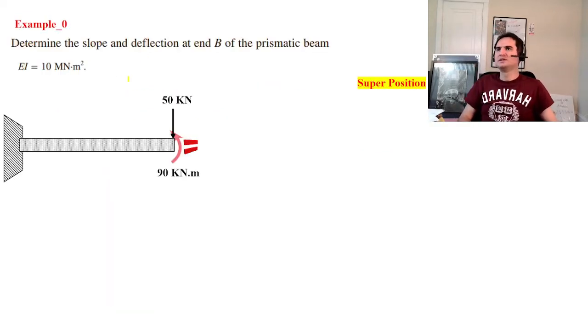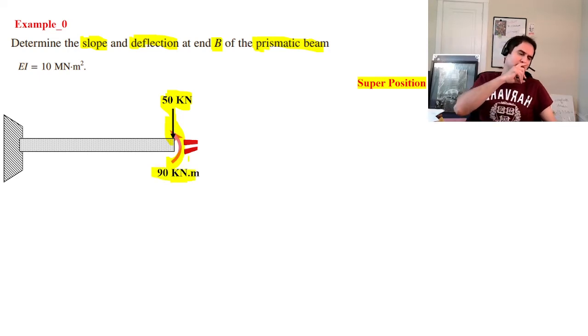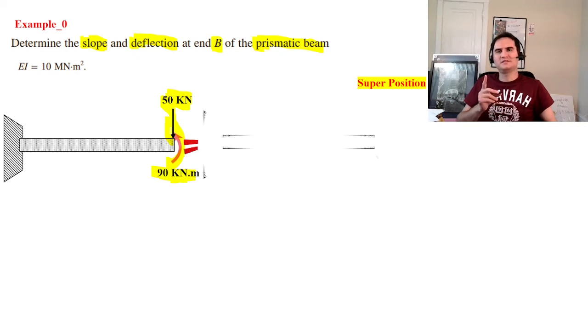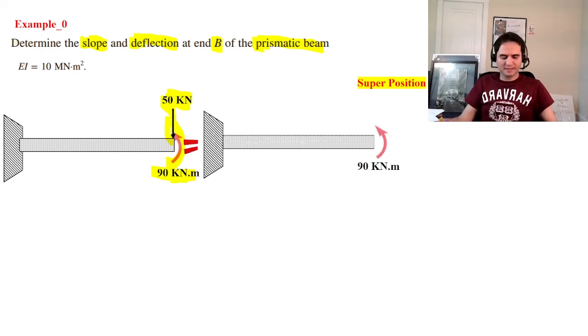So in this example, we want to know what is the slope and deflection at end B. What is the theta and delta at the free end of this prismatic cantilever beam, which is provided to us. It happens to carry a 50 kN concentrated load at the free end and a bending moment of 90 kN·m. So by applying superposition, we can investigate the effect of each of the loadings, then add them up together.